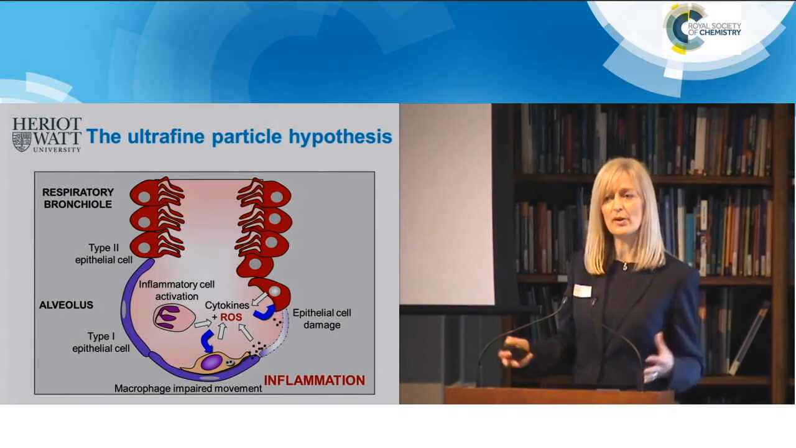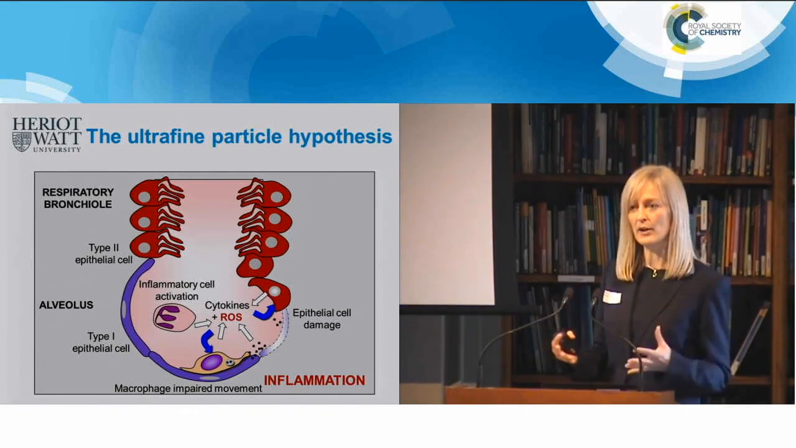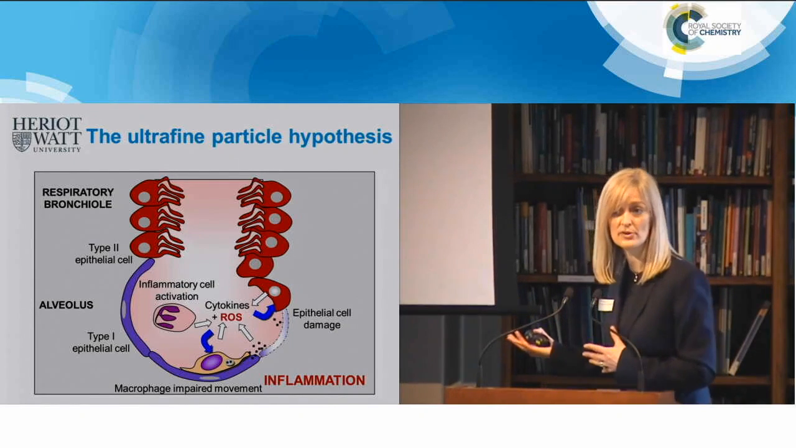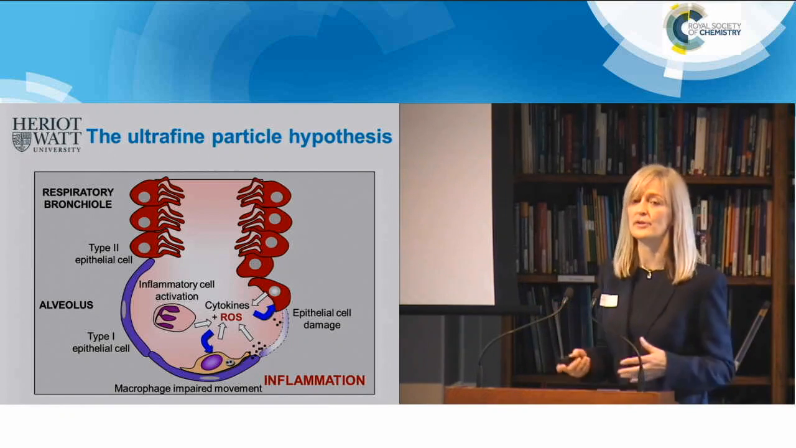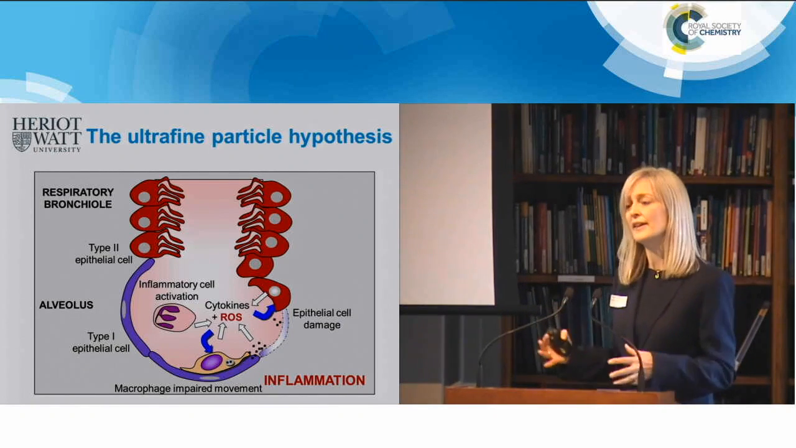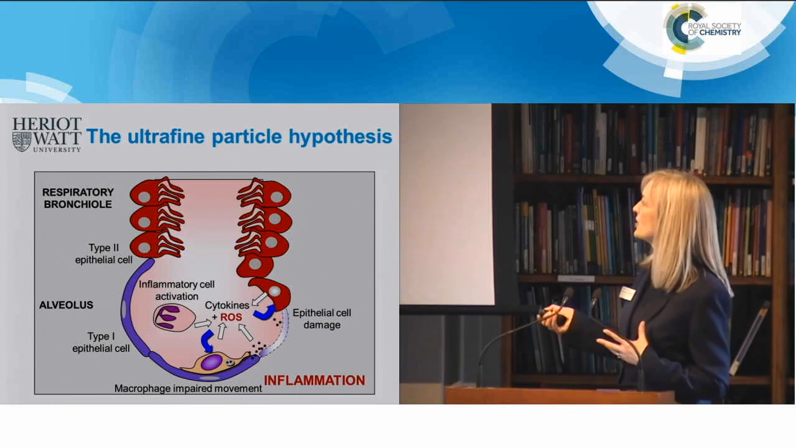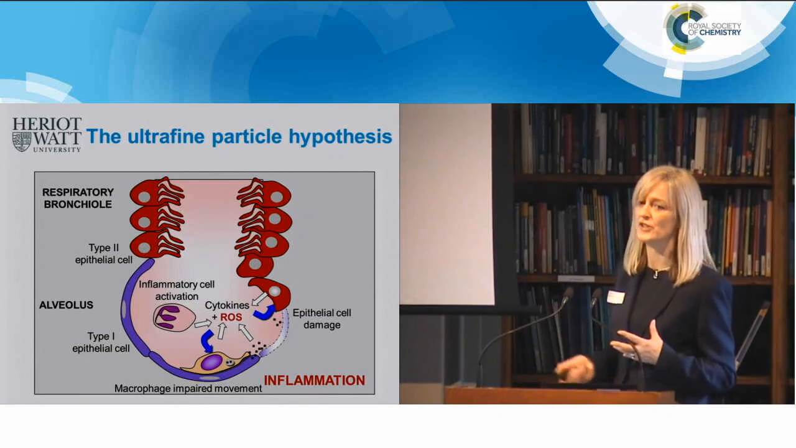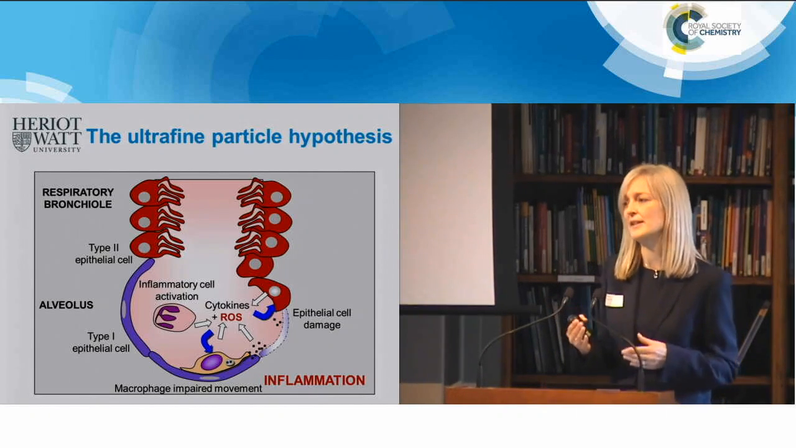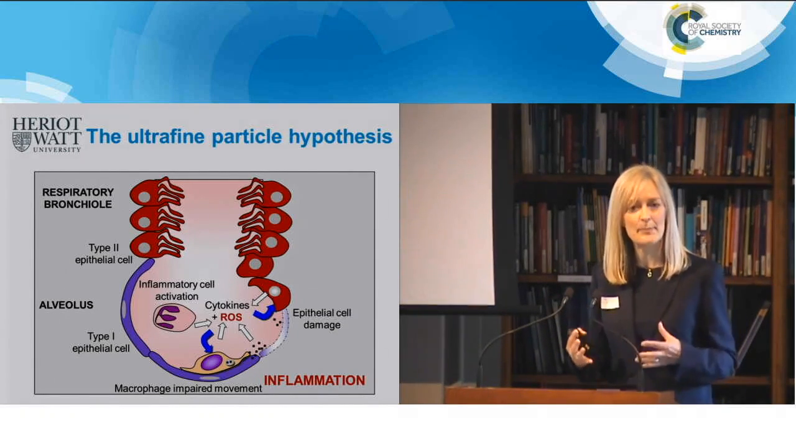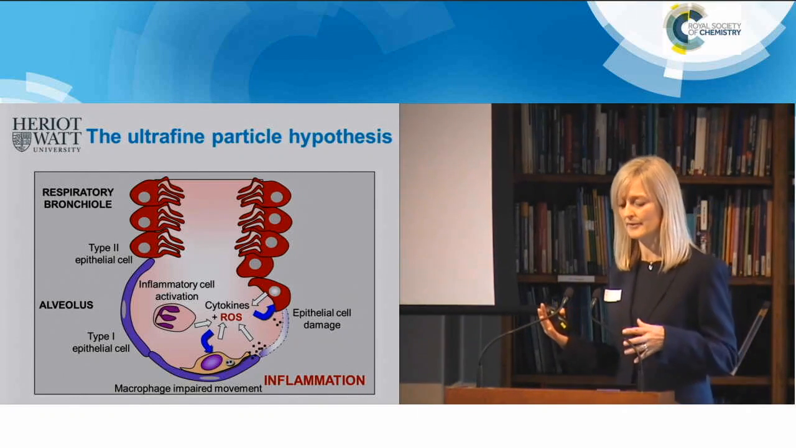So the ultrafine particle hypothesis was developed to try and explain why ultrafine particles might be more toxic in the lung than larger particles. It was hypothesized that their very small size and their large surface area enabled them to generate reactive oxygen species, or ROS. These are highly reactive substances that can damage proteins, lipids, DNA, and cause damage to the surrounding cells.